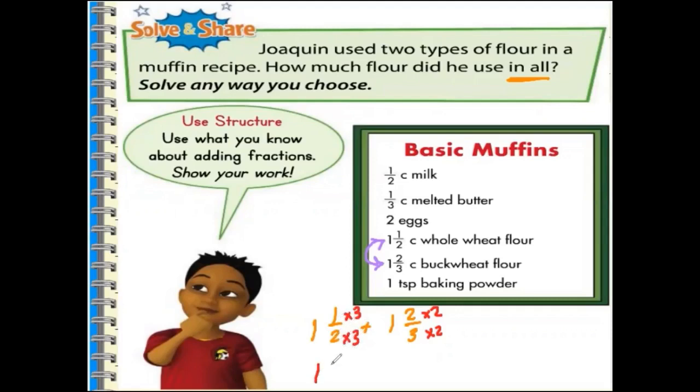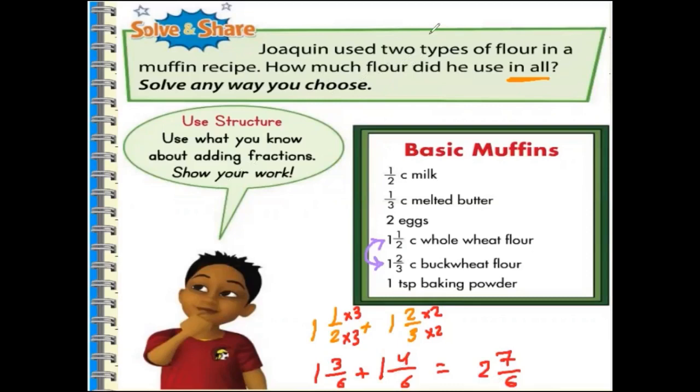3 times 1 is 3 over 2 times 3 is 6, plus 1 times 2 is 2 over 3 times 2 is 6. Now you can add normally. Add the fractions first. 3 plus 4 is 7 over 6. 1 plus 1 is 2. I finished, mister. Yeah, it's easy and clear.